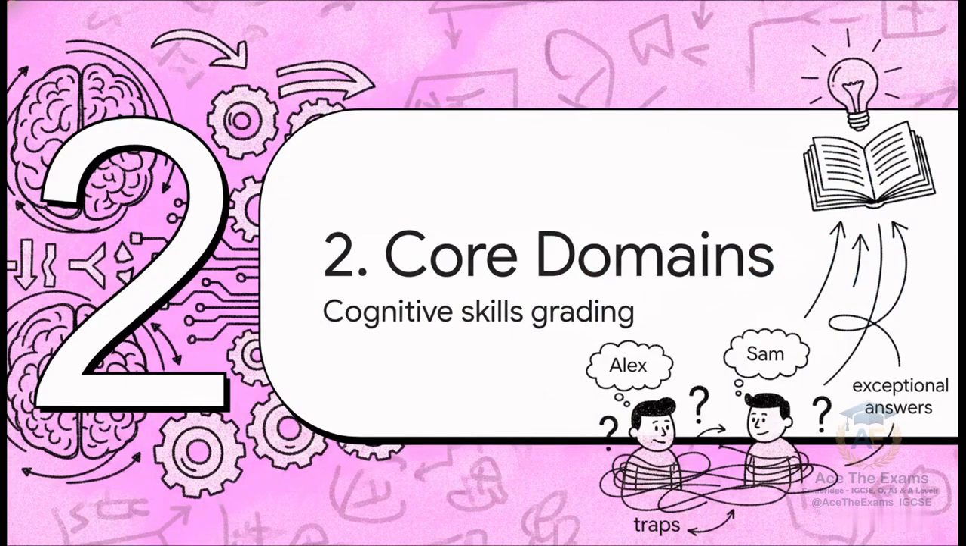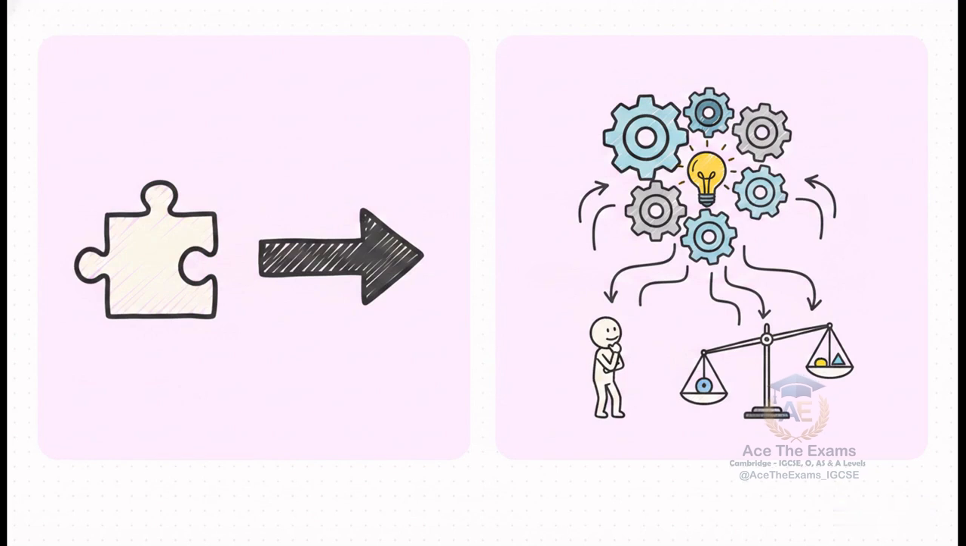Moving on to Section 2, Core Domains. We need to understand how your cognitive skills are actually being graded by the examiner. There is a massive, incredibly distinct divide between average scores and top-tier grades.